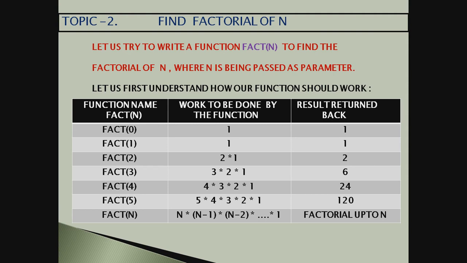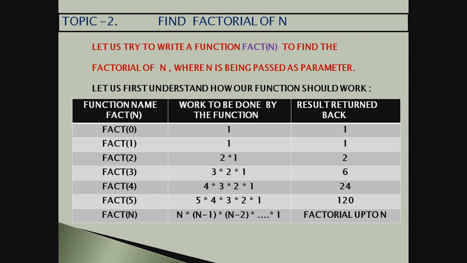If I go for fact 3, it gives us 6. If I go for fact 4, it gives us 24. If I go for fact 5, it gives us 120. And if I go for fact 10, it gives us the factorial of n, obviously greater than 1, if the value passed to n is more than 1. So we have two terminating cases for fact 10.